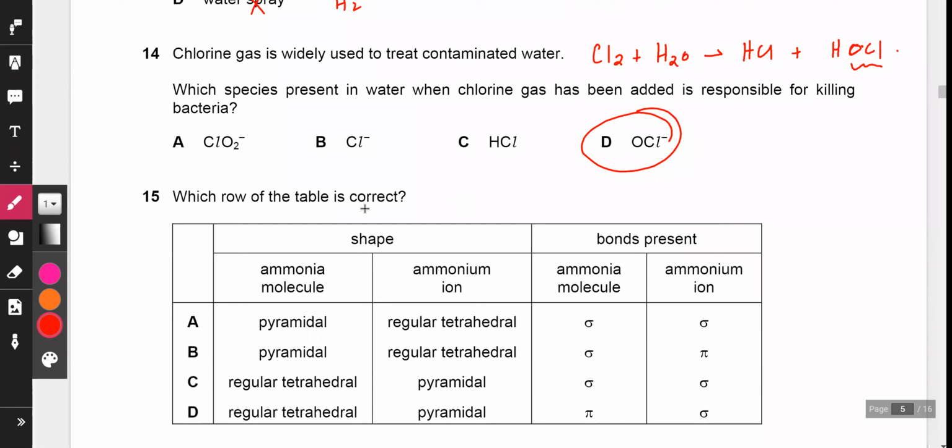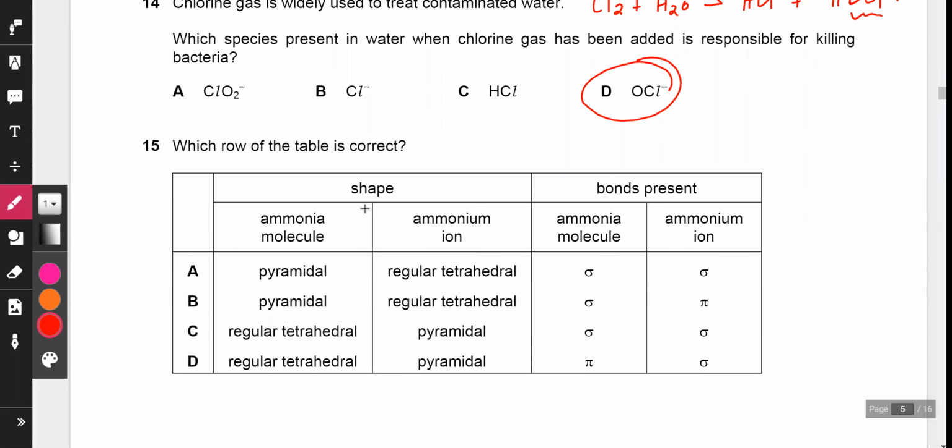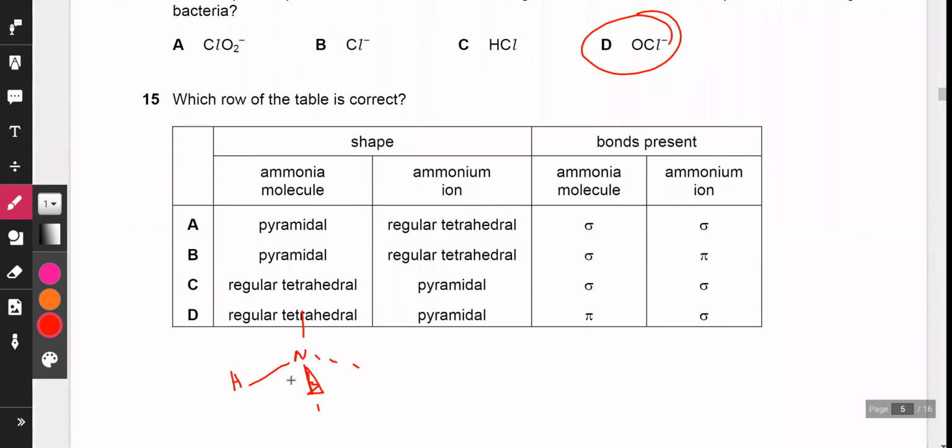Which one of the table is correct? Ammonia molecule, it's pyramidal. I mean, it's derived from a tetrahedral shape, except that on one side there is no atom attached. Instead, there's a lone pair. So basically there's nothing on the top. There's no atom attached on the top. So it's a pyramidal shape.